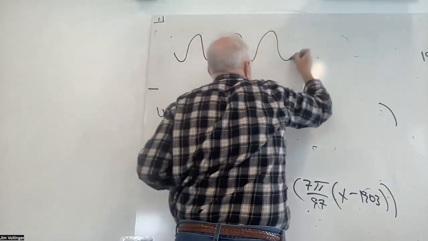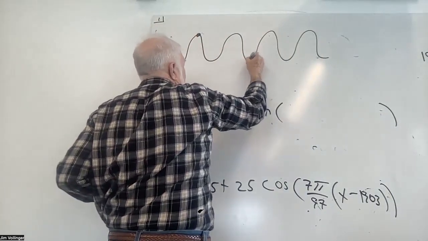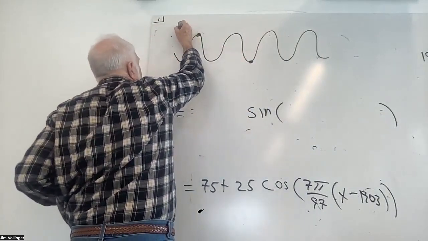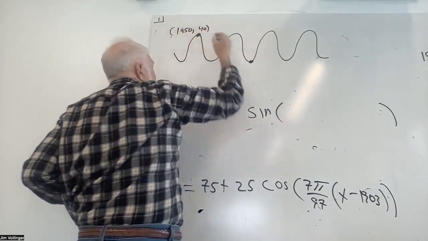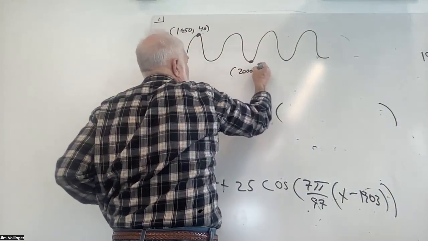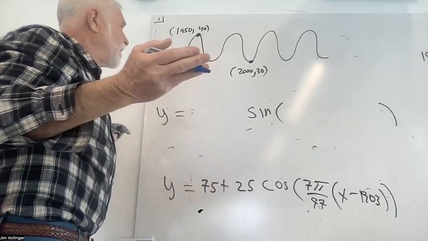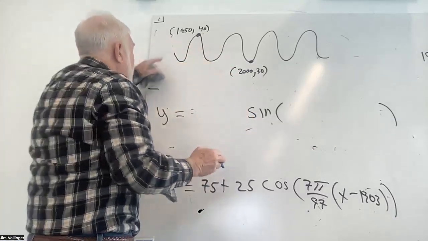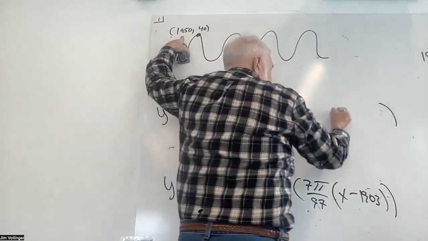All right, let's try this one. Let's go from here to here. All right, let's go from 1950. Let's say that that gets me 40 or something. And over here, let's say the year 2000 gets me 30. All right, you pause the video. I'm just going to write what's going on. And so I want 1950 to act like pi over 2.